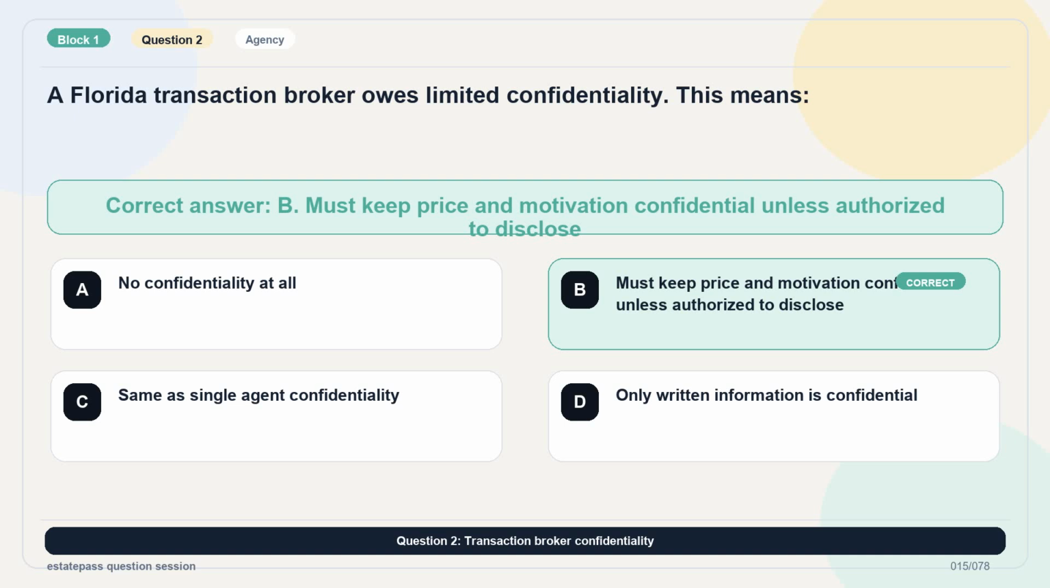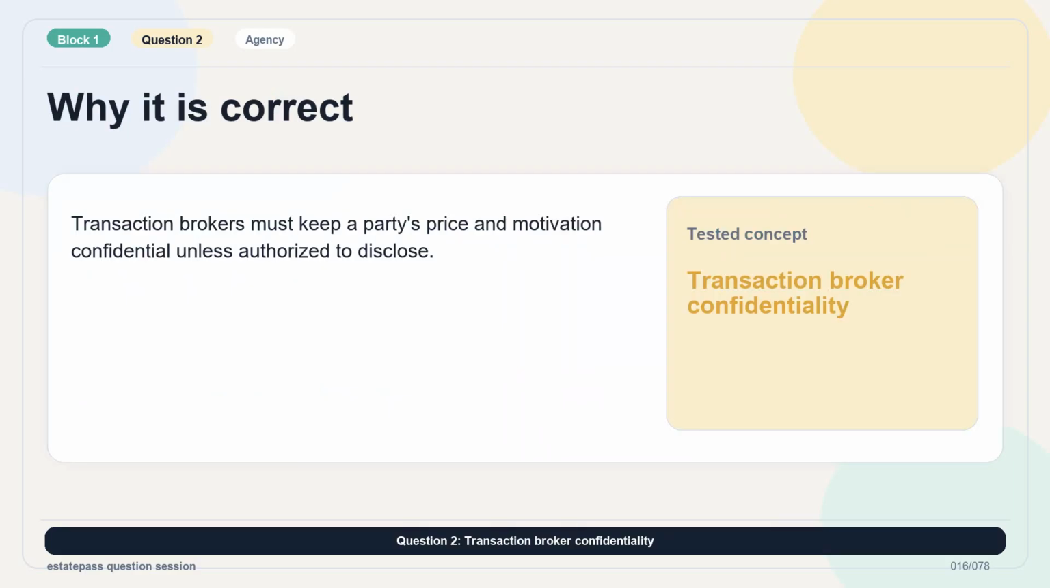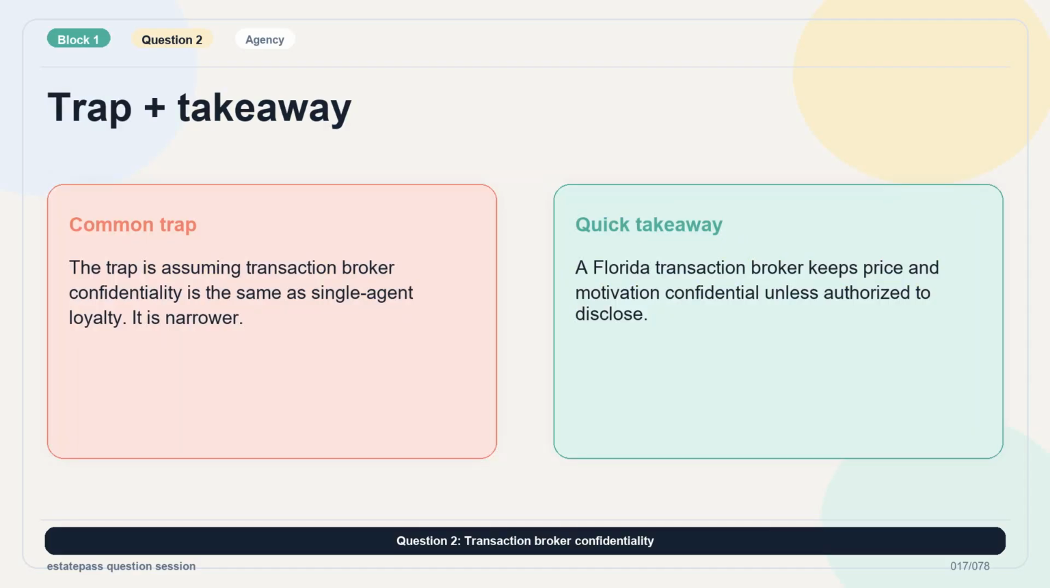Must keep price and motivation confidential unless authorized. Explanation. Transaction brokers must keep a party's price and motivation confidential unless authorized to disclose. Common trap. The trap is assuming transaction broker confidentiality is the same as single agent loyalty. Quick takeaway. A Florida transaction broker keeps price and motivation confidential.